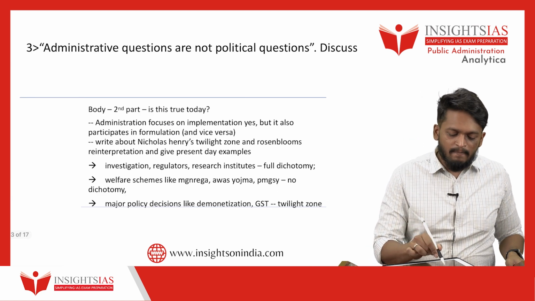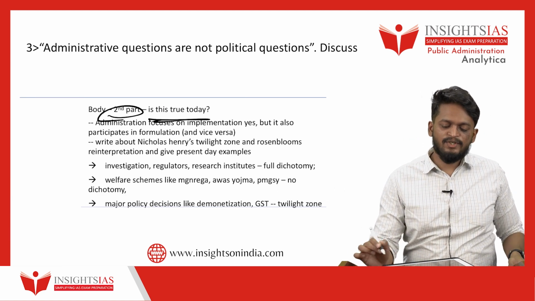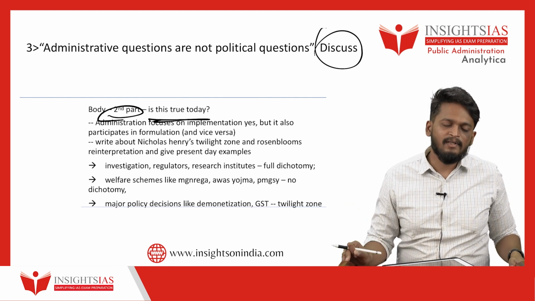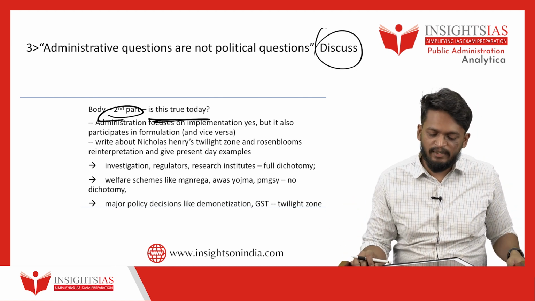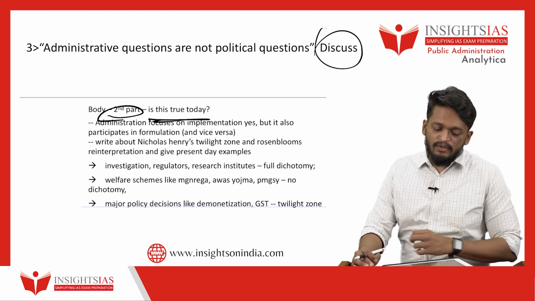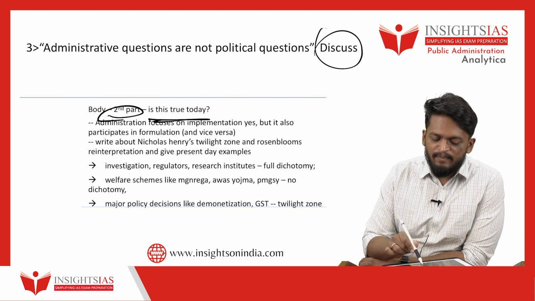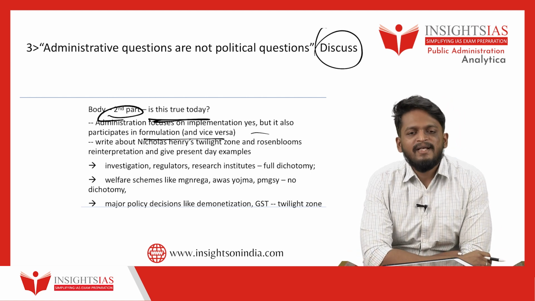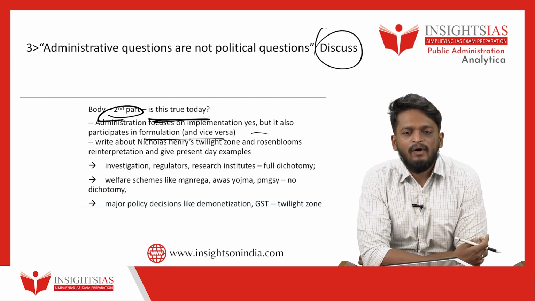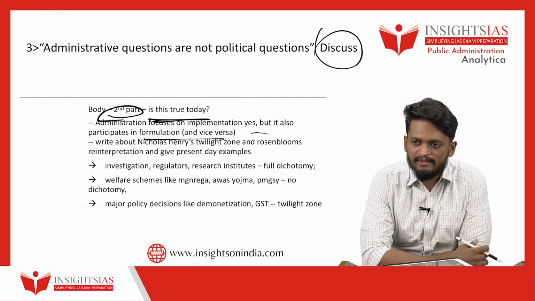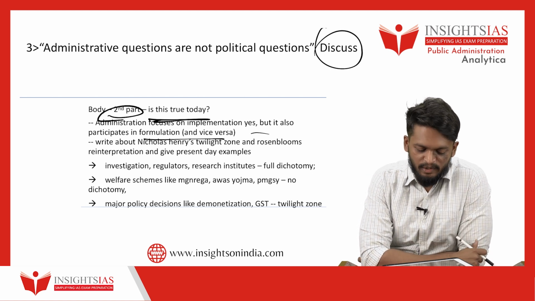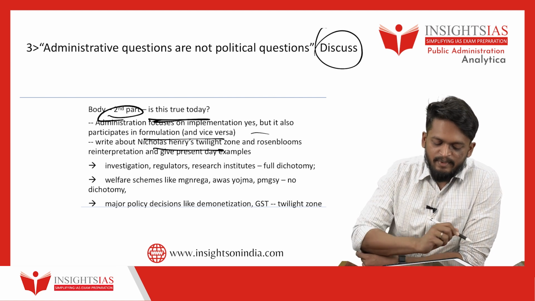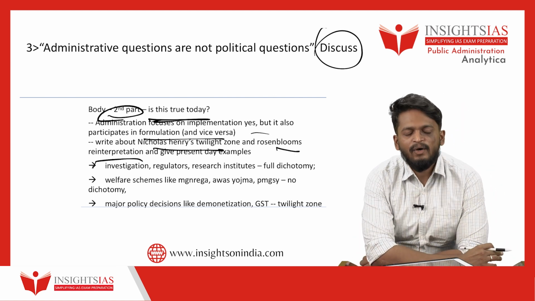In the second part, you can also write another dimension to this question because they have written discuss. The second part is, is this true today? That means administrative questions, are they still political questions or are they not? So here, administration focuses on implementation, yes, but also it participates in policy formulation. Dichotomy as a concept will be discussed in class in detail, or if you attended classes, then you will know that there has been reinterpretation of dichotomy over a period of time. So reinterpretation in the form of Nicholas Henry's Twilight Zone, Rosenblum's reinterpretation. So give present day examples of how dichotomy is working currently.